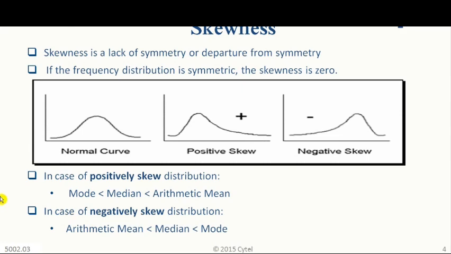So in case of a positively skewed distribution, what happens here? The peak comes earlier, so the mode comes first.